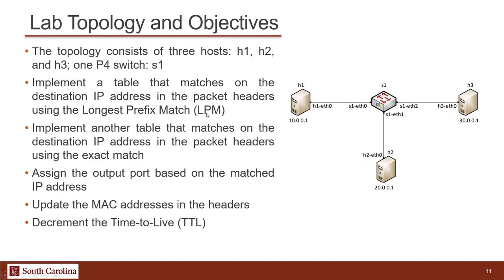And in this kind of matching, we basically match, as an example, we can match on a whole network rather than on just a single IP address. But it can be used for other matching besides matching on IPs. And then the other table would be to use the exact matching. So we will try to match on exactly the IP address rather than a whole network. And once we have a match, we will assign the output port. And then we will also update the MAC addresses in the headers and decrement the TTL.